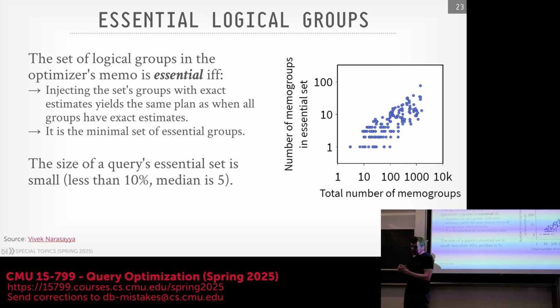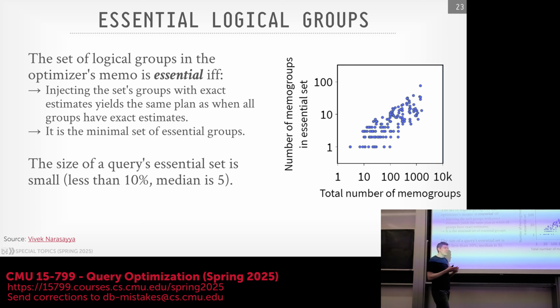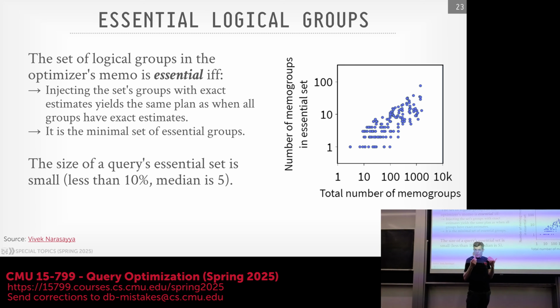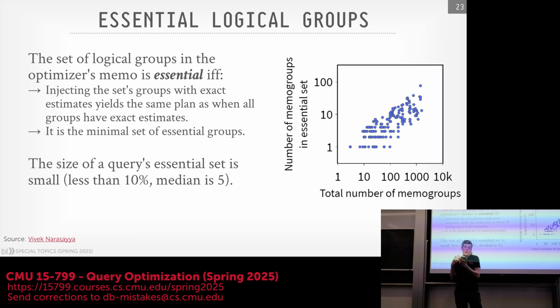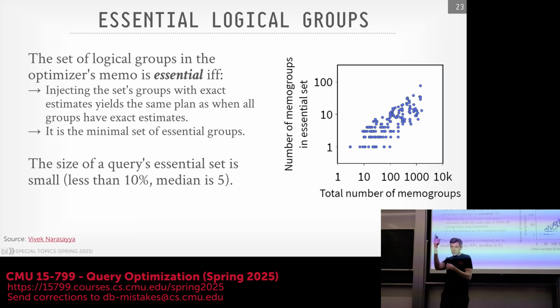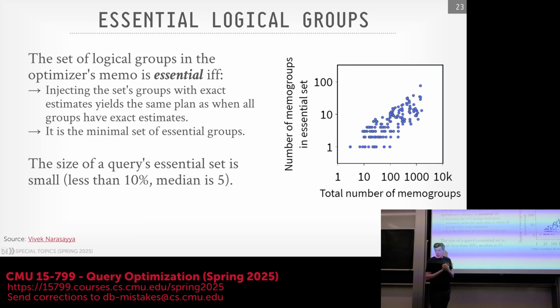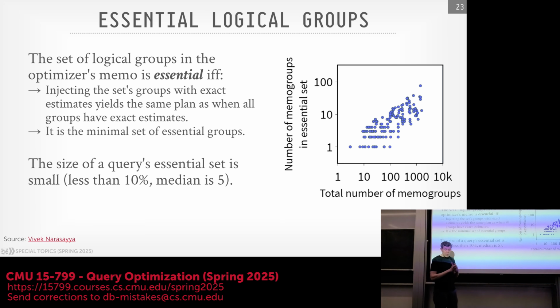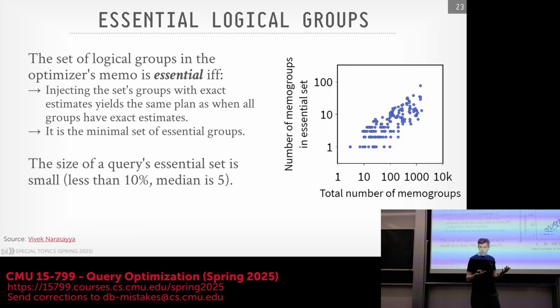And so the question is, is there a minimal subset of those operators in each query plan where if you only inject the cardinality estimates for just those operators, you still end up with the best plan you would get if you injected the true cardinality estimates for all the operators, right? Because again, getting the true cardinality estimates is super expensive, right?